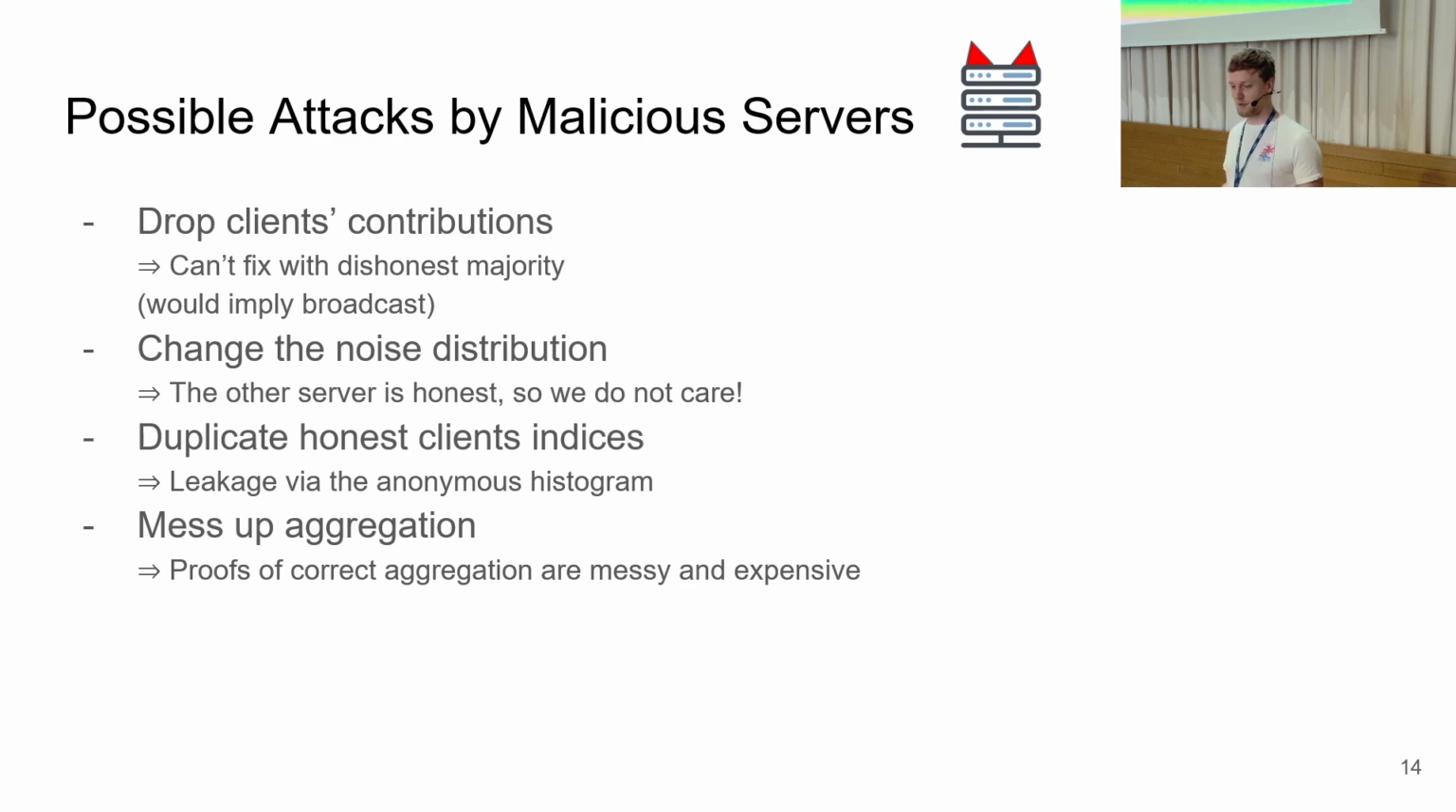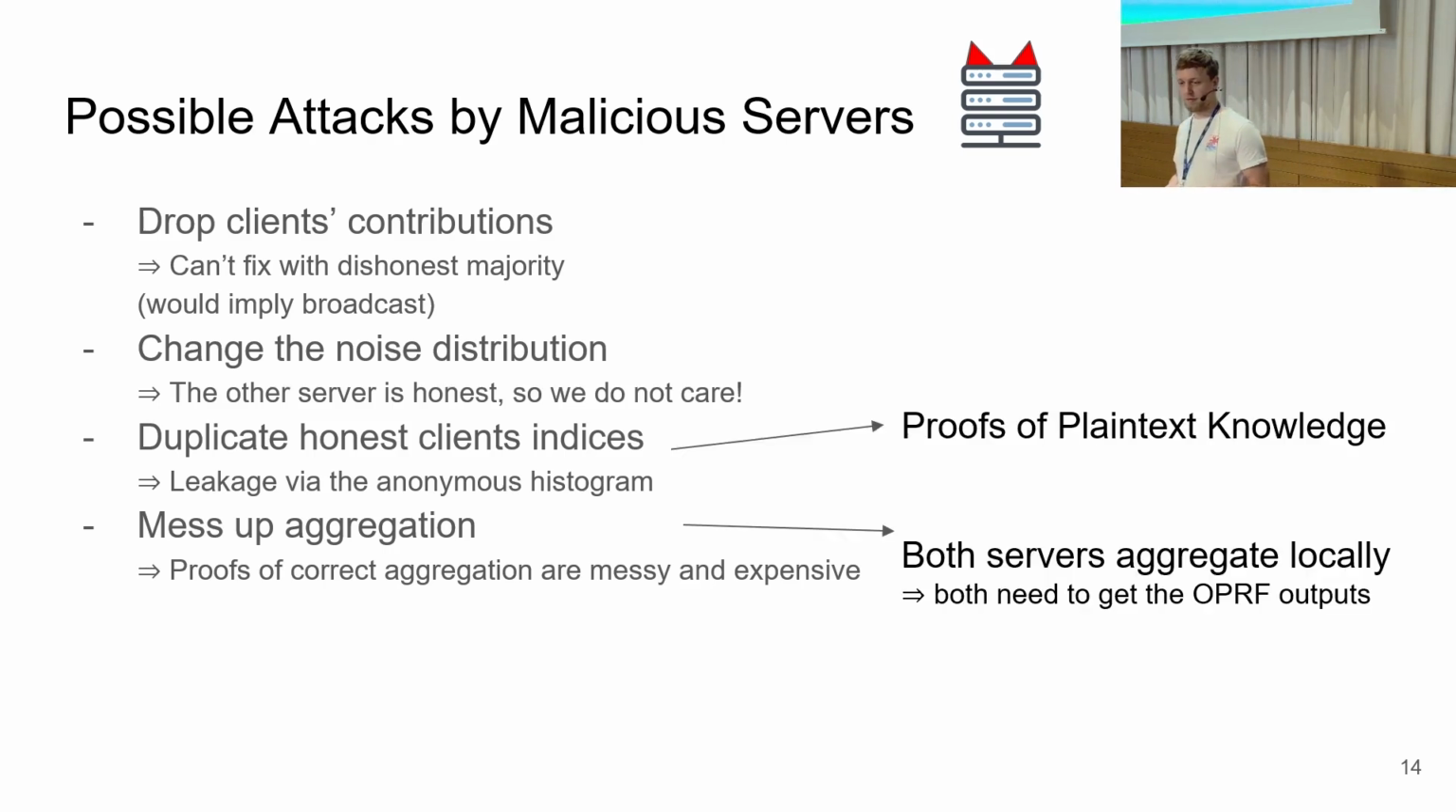So one is duplicate or honest client's input. For example, instead of aggregating the result of 1 million clients, we just take the first client, we duplicate its input 1 million times, and then we aggregate that, and then add some noise to that. But of course, it's clear that this breaks privacy, because now we see exactly what this client has as input. And then also a second thing is that aggregation can be messed up by both of the servers who do the aggregation.